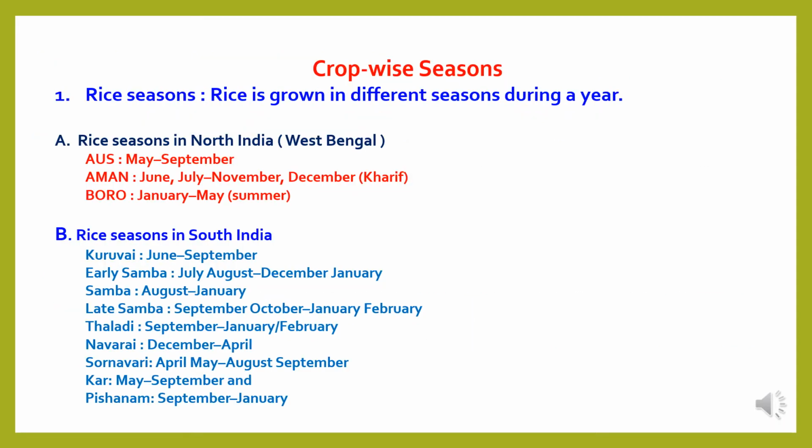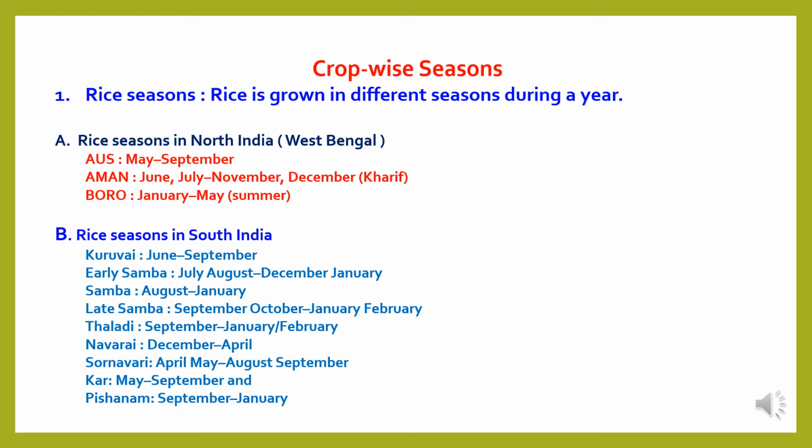Now to study crop-wise seasons. First one is rice seasons. Rice is grown in different seasons during a year. First, rice seasons in North India. This is divided into three types. First one is the off season, which prevails from May to September.